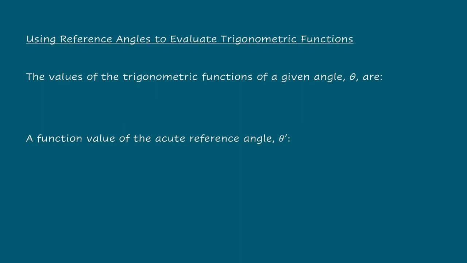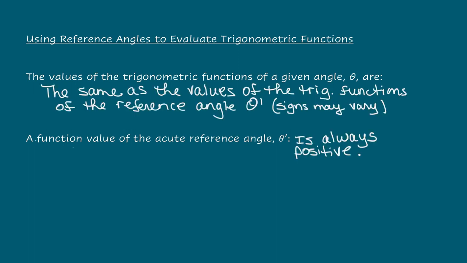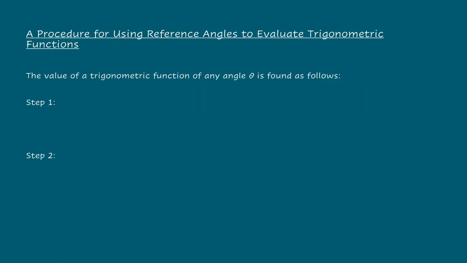So, just to summarize that, the values of the trigonometric functions of a given angle are the same as the values of the trigonometric functions for the reference angle. So knowing this allows us to use reference angles, or easier to find angles, or commonly used angles, to find values that may not be so easy to calculate or so readily available.